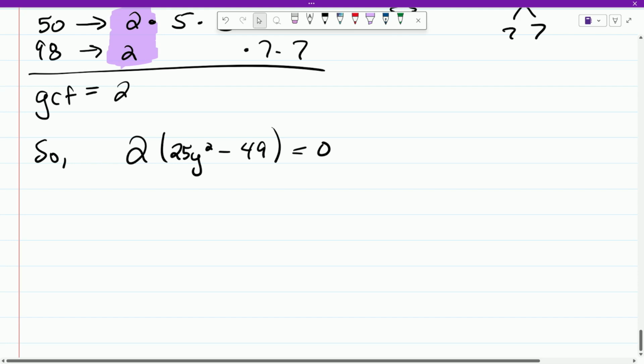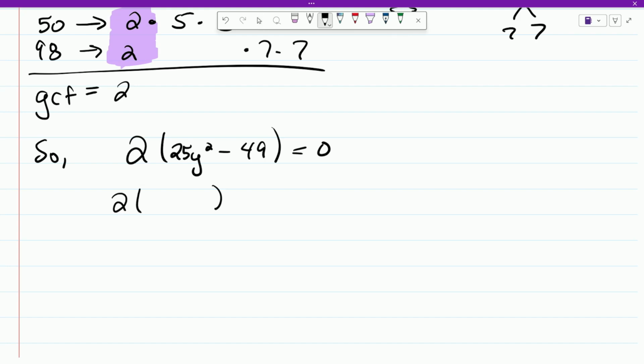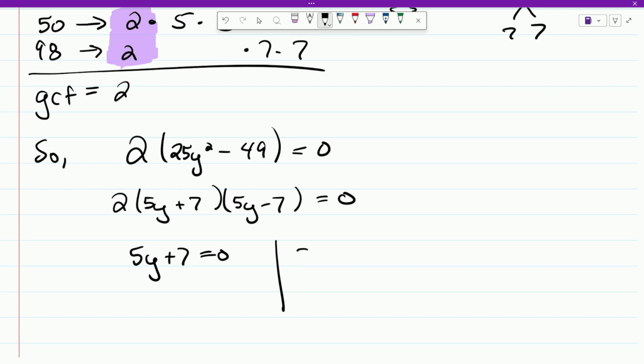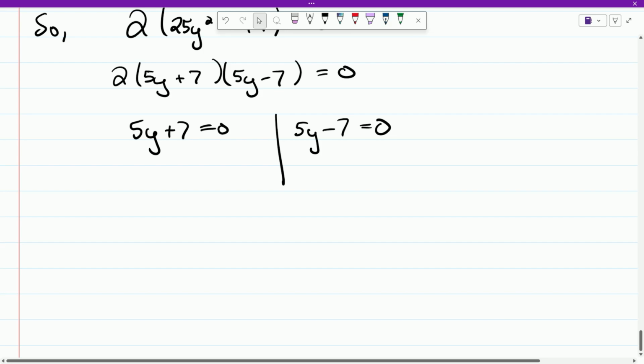Now, if you look inside the parentheses, we have a binomial, minus sign, perfect squares. This is difference of squares again. So we'll put a 2 out front. And then we just say, okay, what number squared is 25? Well, that's going to be 5. What number squared is 49? It's going to be 7. So this would be 5y plus 7 and 5y minus 7. The only thing we have to worry about is setting the factors that contain a variable equal to 0. And then from here, we just go ahead and solve appropriately.